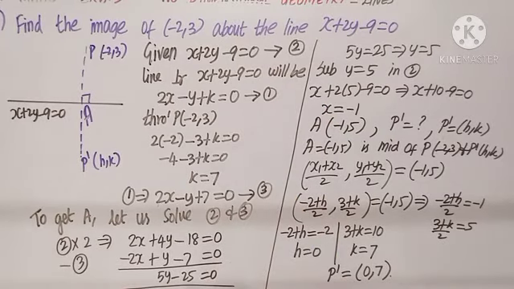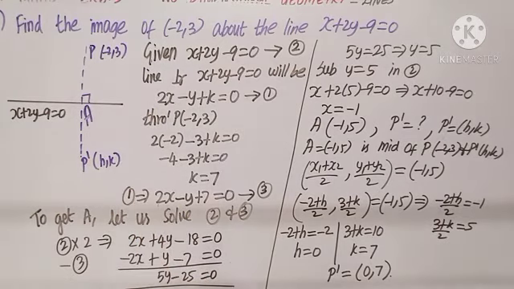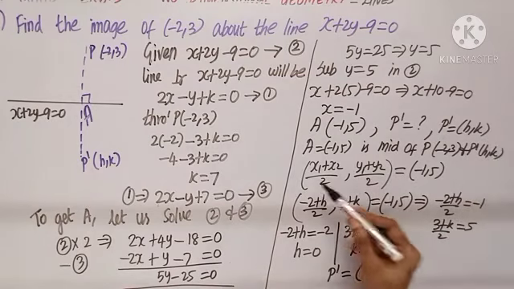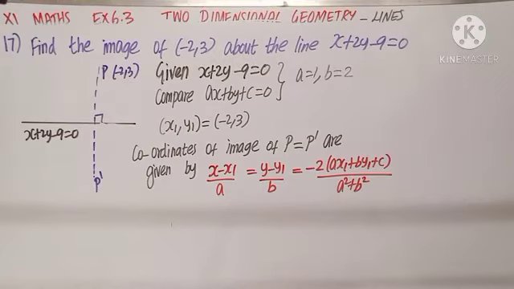I get A, the midpoint of P and its image. Let us call the image (h, k). Using the midpoint formula, we have found out what P dash is. So P dash is (0, 7). To find the image, we have another formula method.